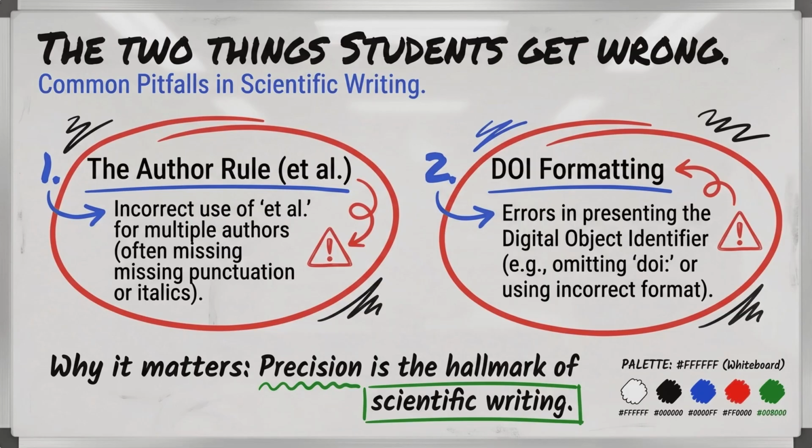Imagine citing a critical diagnostic guideline like those for Ki-67 and breast cancer from Dossett and others incorrectly. A bad citation could lead to misinterpretation of diagnostic criteria, potentially affecting patient care. We'll tackle the first of these common pitfalls next, which is the author rule.